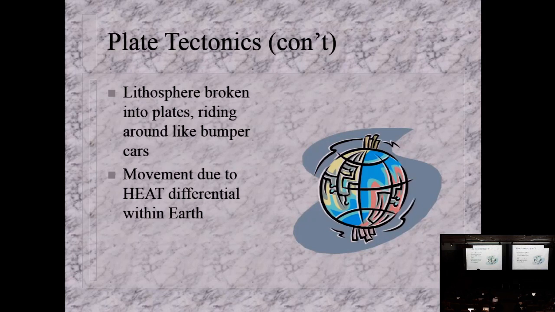Here's a continuation of the definition of plate tectonics. You have these plates, and they're moving around like bumper cars on the surface of Earth. We'll look at the edges, and what the edges do. Again, they can pull apart, they can come together, they can slide past each other.